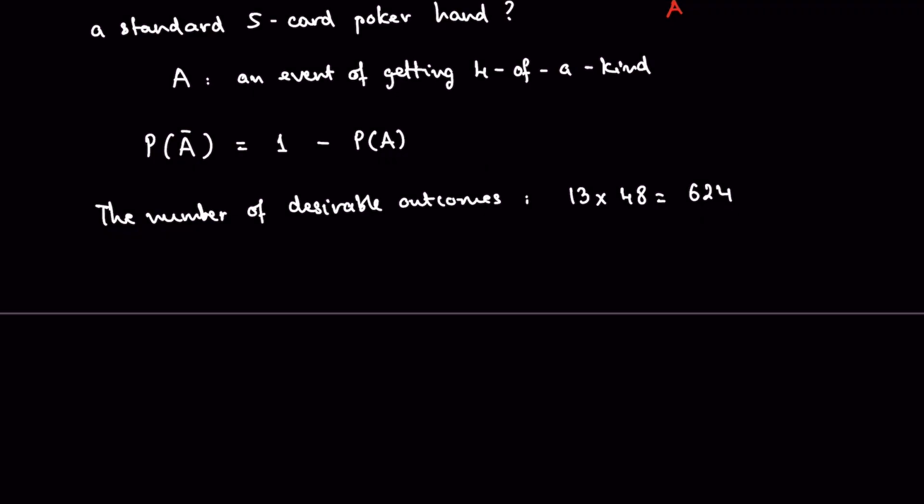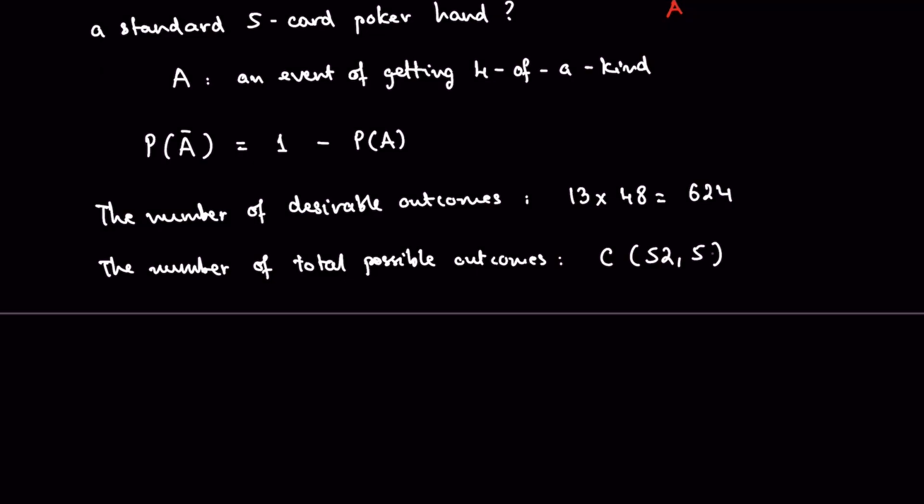Another way to think about this number 13 is that because there are 13 ranks, or 13 different kinds in the deck of cards, you just choose one of them and work with it. So you can use combinations of 13, 1, and if you do the calculations correctly, the result should give you 13 as well. And the number of total possible outcomes of the 5-card hand is going to be the combinations of 52, 5, because you can choose randomly 5 different cards in a deck of 52 cards.